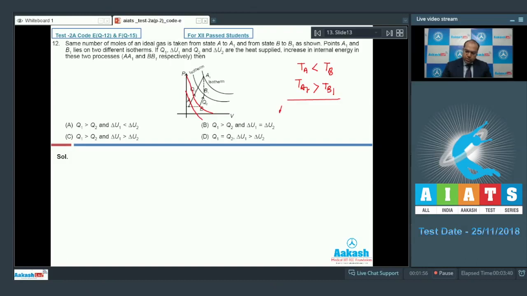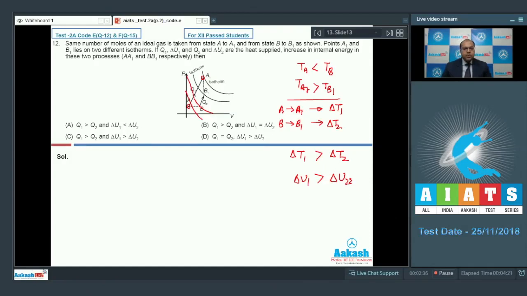So if I see the process A to A1, let the temperature change in this process be delta T1, and if I see from B to B1, let the temperature change in this process be delta T2. So I can say that the initial temperature at A is lower than B and is higher at A1 as compared to B1. So I can say that delta T1 is definitely greater than delta T2. So the change in internal energy, delta U1, is greater than delta U2.